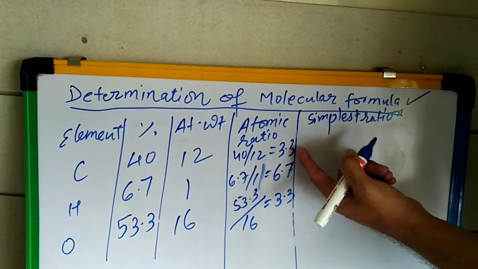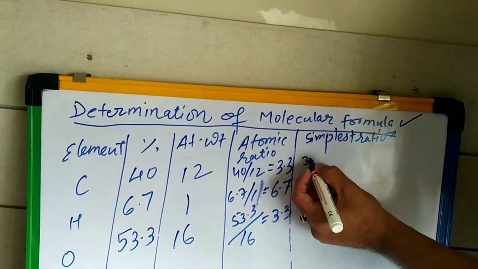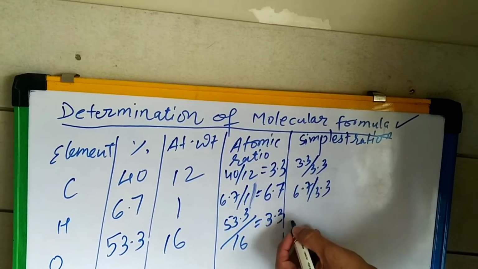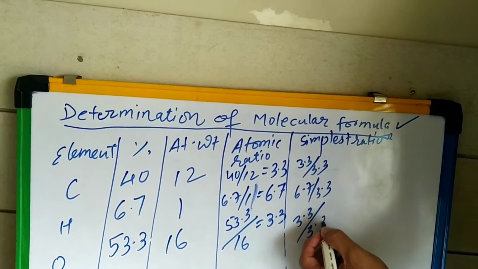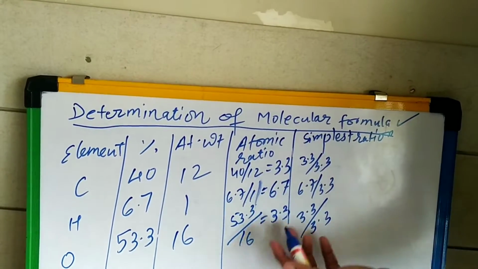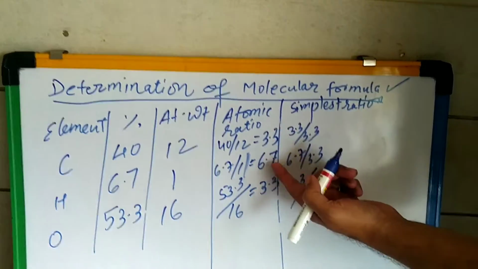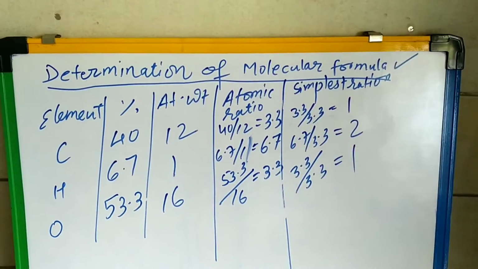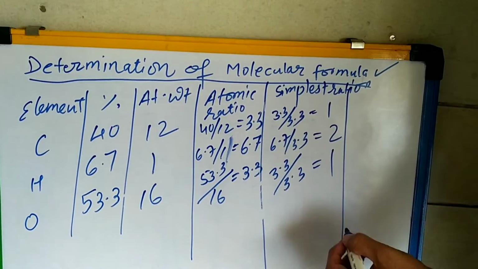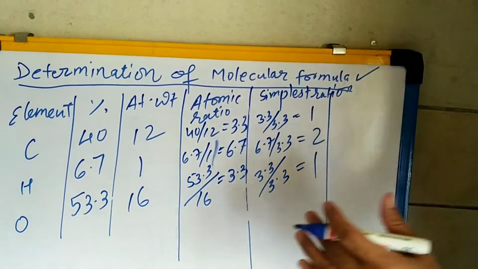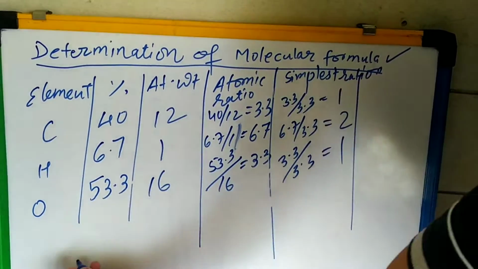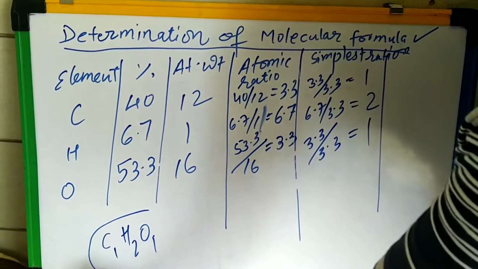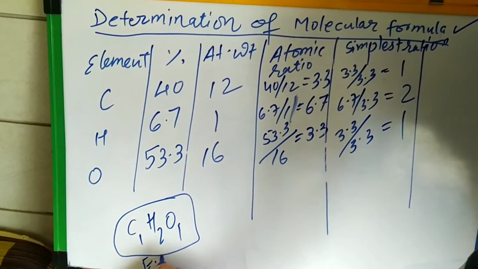3.3. So 3.3 divided by 3.3, 6.7 divided by 3.3 and 3.3 divided by 3.3. We have divided all these numbers by the smallest one. So here the smallest one is 3.3. So it is 1, it is 2 and it is 1. And here we have got the empirical formula. Now the empirical formula: carbon 1, hydrogen 2 and oxygen 1. This is our empirical formula.